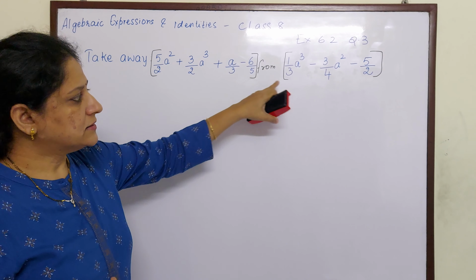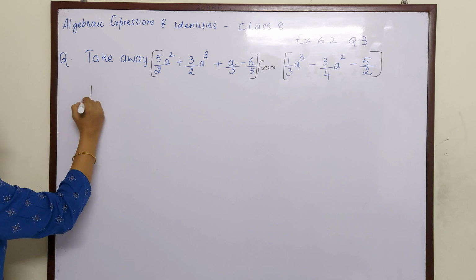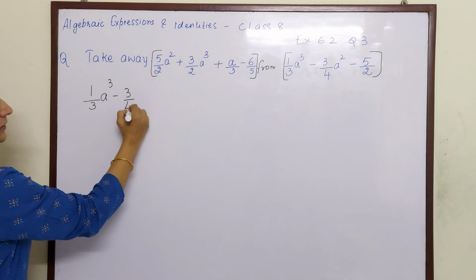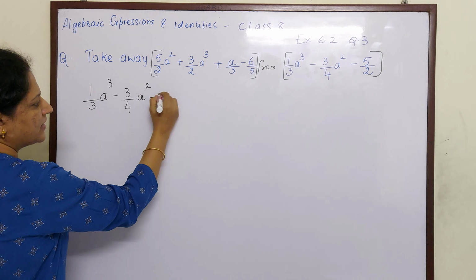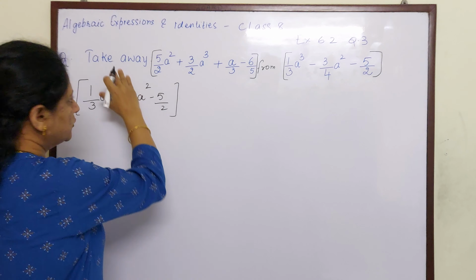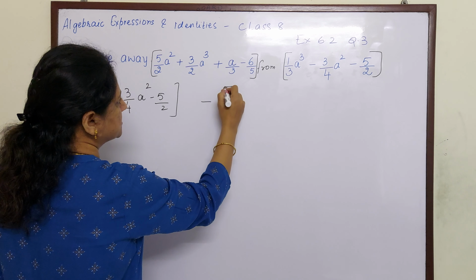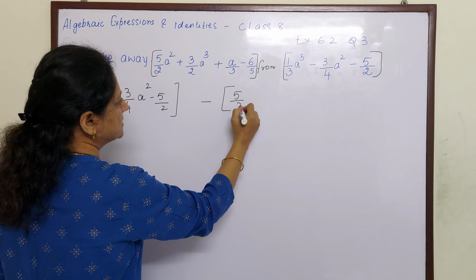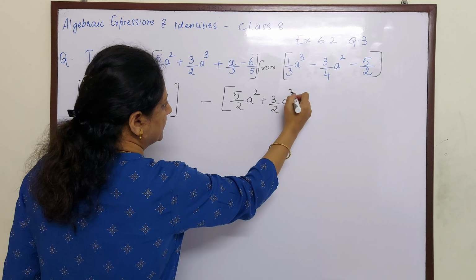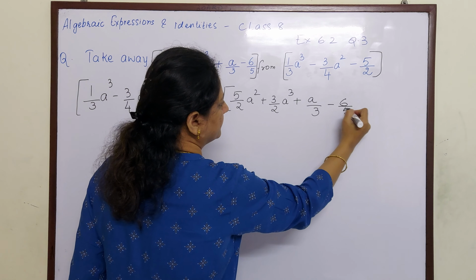The same way, this algebraic expression we will note down first. So 1 by 3 a cube minus 3 by 4 a square minus 5 by 2. So this is our first algebraic expression. Now we have to do take away. So I will put minus and bring this algebraic expression down. 5 by 2 a square plus 3 by 2 a cube plus a by 3 minus 6 by 5.